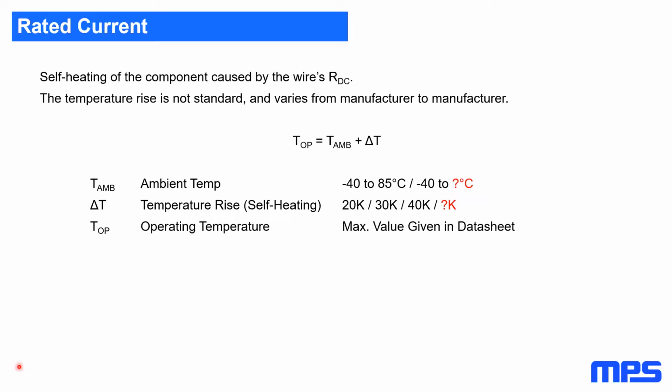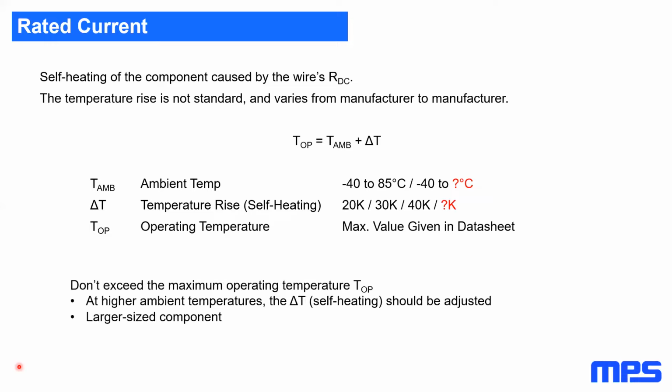When you calculate the temperature of the inductor, the equation should be T-op equals T-amb plus delta T. T-amb is the ambient temperature given by your application, for example -40 to +85 degrees C. The rated current is related to a certain delta T, which is the temperature rise due to the self-heating of the inductor and can be found in the data sheets as well. 20, 30, or 40 Kelvin temperature rise are quite common, but there might also be exotic ratings. Please always take care of the footnotes in the data sheets to compare apples with apples.